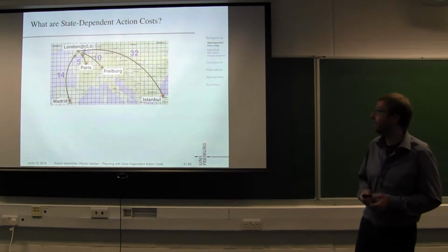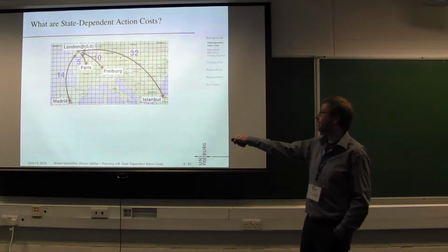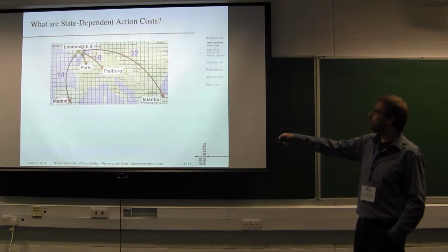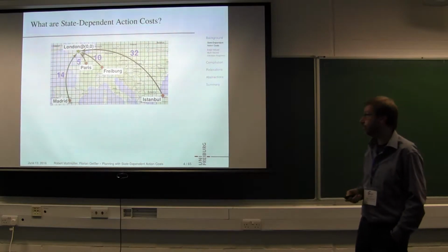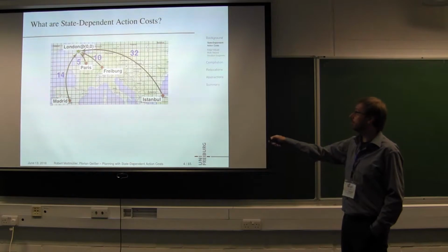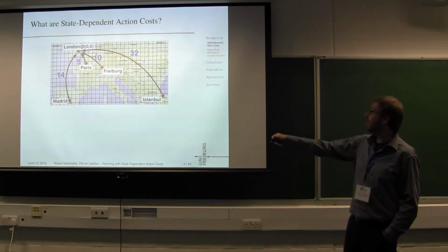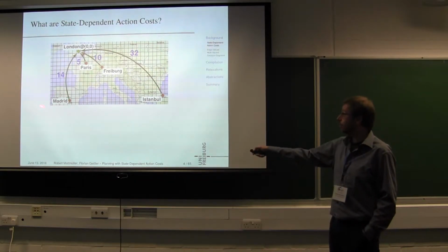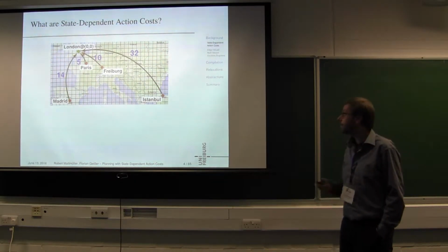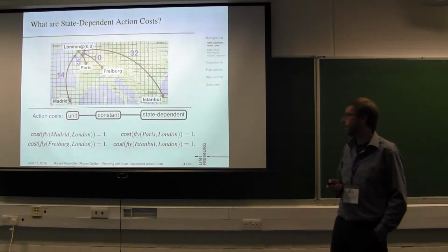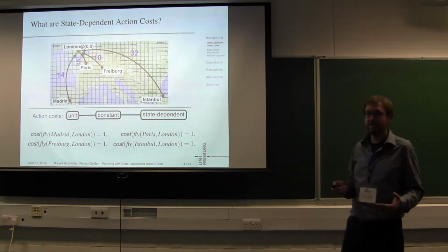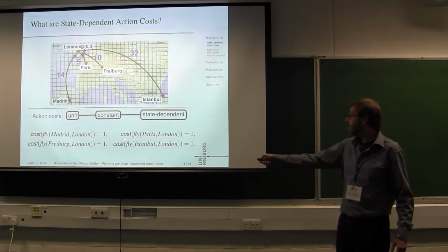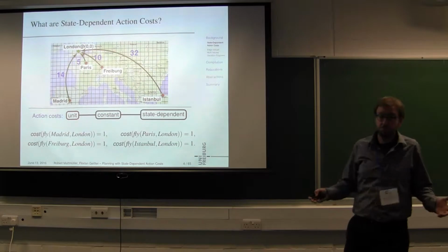First of all, what are state-dependent action costs? For that, let's consider this small route planning problem here. We want to get to London from different source positions: Madrid, Paris, Istanbul. The cost of getting to London is the Manhattan distance from wherever you are to London. And the simplest thing we often do in planning is to assume unit costs. Of course, it's extremely inaccurate if you say flying from Madrid to London costs as much as flying from Paris to London, but that's one possibility.